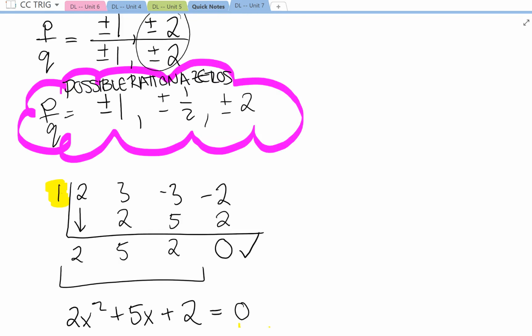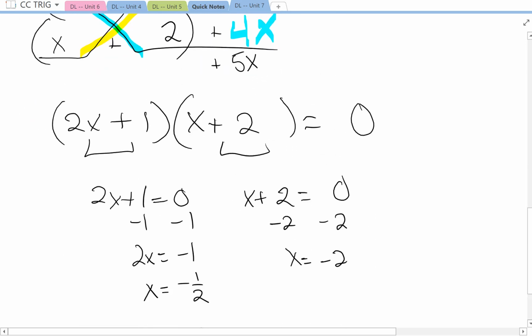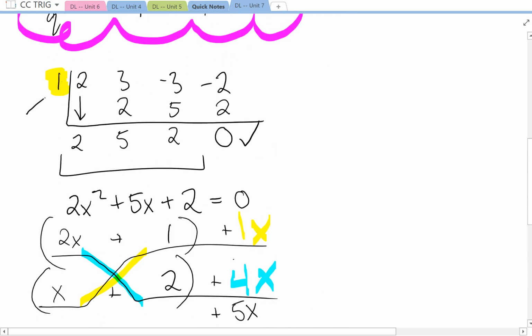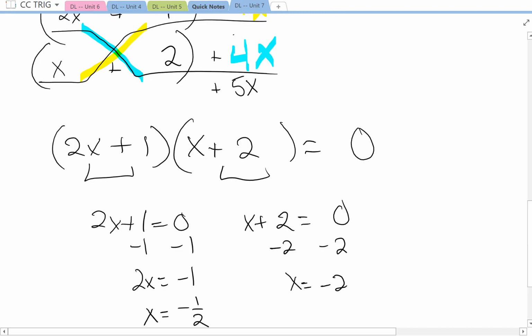Our possible rational zeros were plus or minus 1, plus or minus 1/2, and plus or minus 2. Our actual rational zeros are 1, negative 1/2, and negative 2. So these are all the rational zeros. Are these all of the zeros of this polynomial?